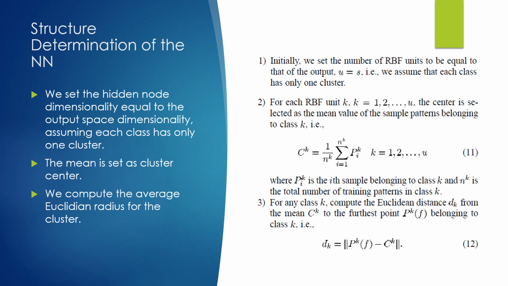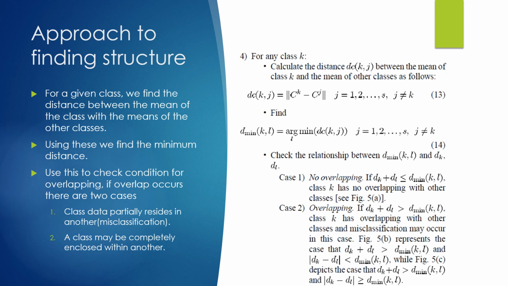After this, for any particular class that we pick, we compute the Euclidean distance from the cluster center to every point present in that cluster, and we find the maximum distance out of all these. Then for class K, we compute the distance between the cluster center of class K and the cluster centers of the other classes, and we find the minimum distance that exists.